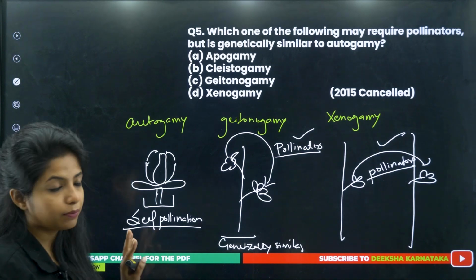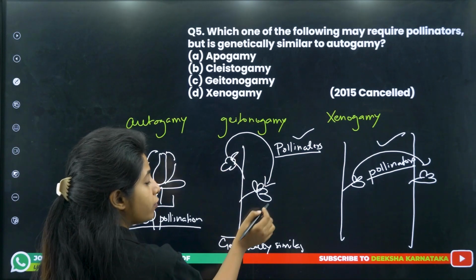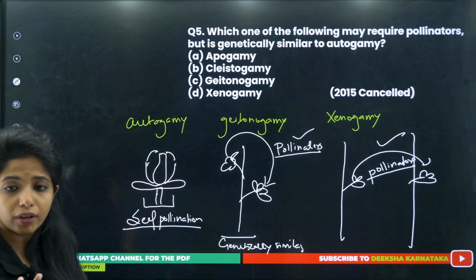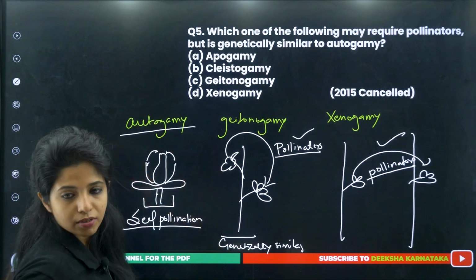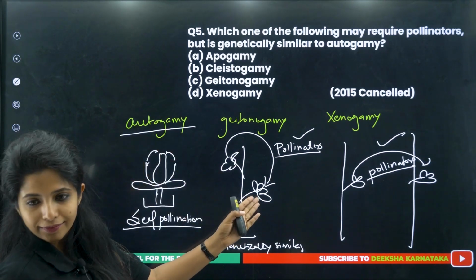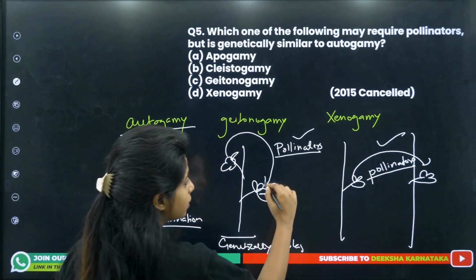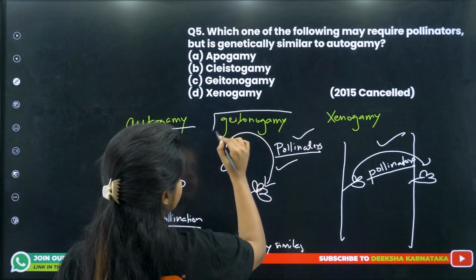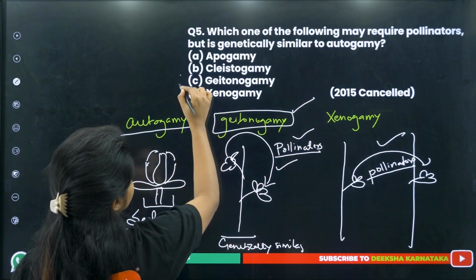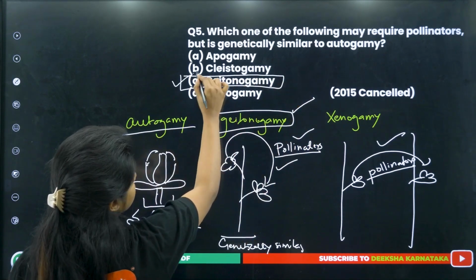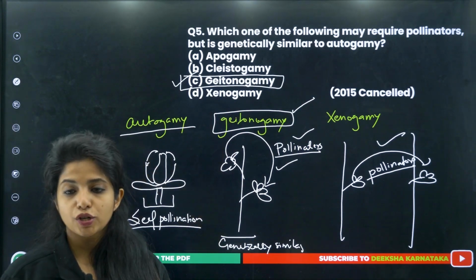In a way, it is self-pollination. But I don't say it is self-pollination. I say it cross only because there are 2 flowers involved. But genetically, if I am talking, don't you think it is autogamous? Because it's the same thing. It's of the same plant itself. So genetically, this is autogamous, children. So geitonogamy, as you see, it's autogamous. So over here, this is the correct answer. This came in 2015. It is a cancelled question.